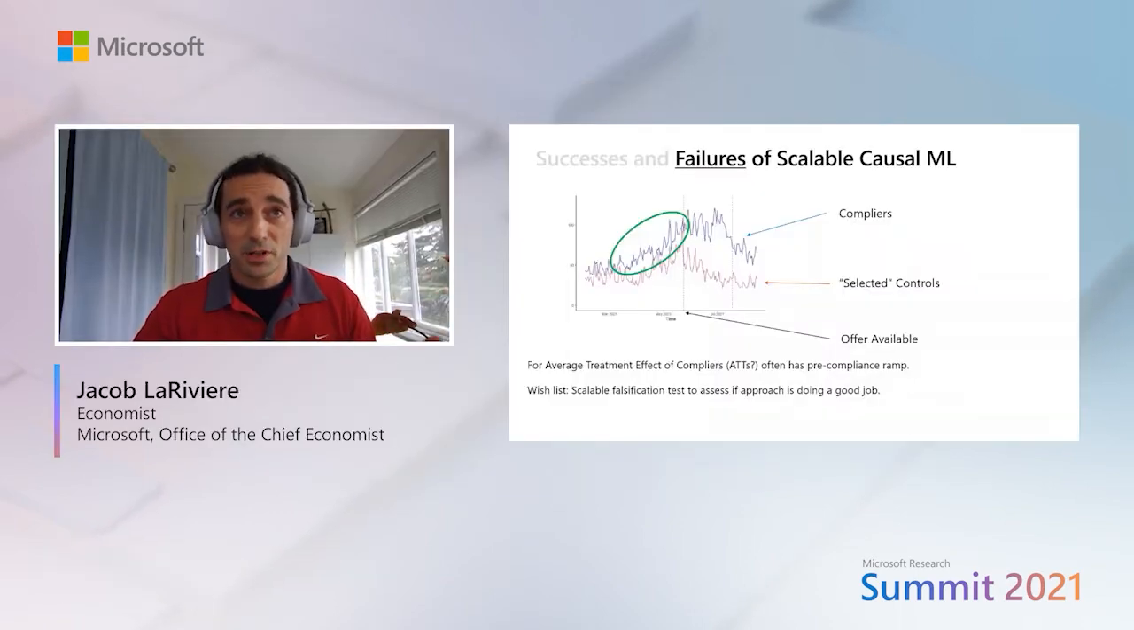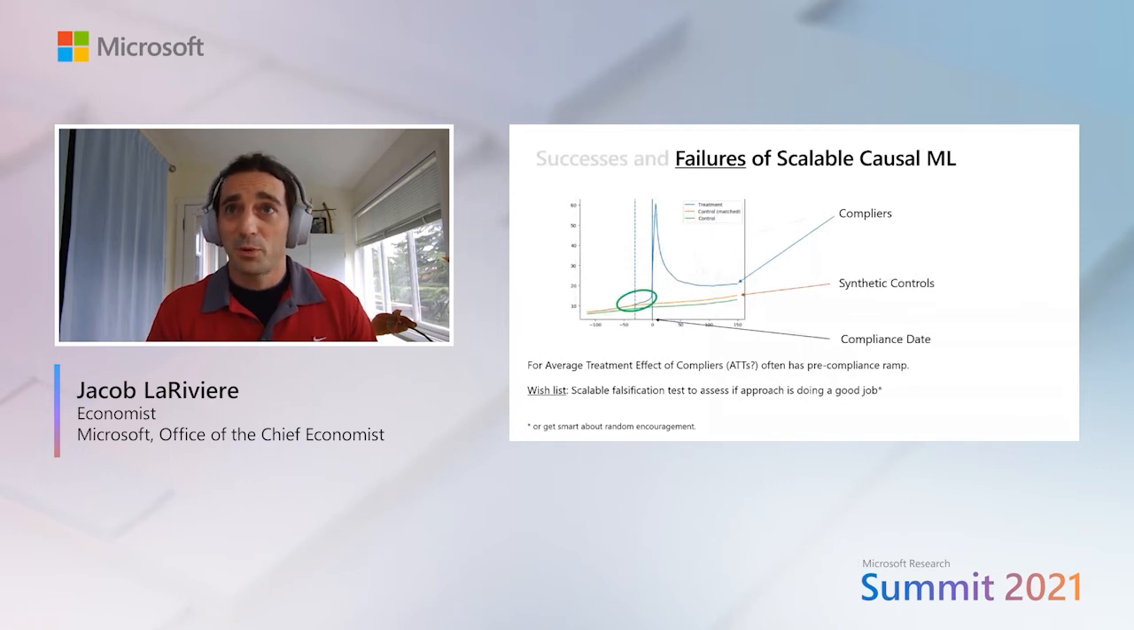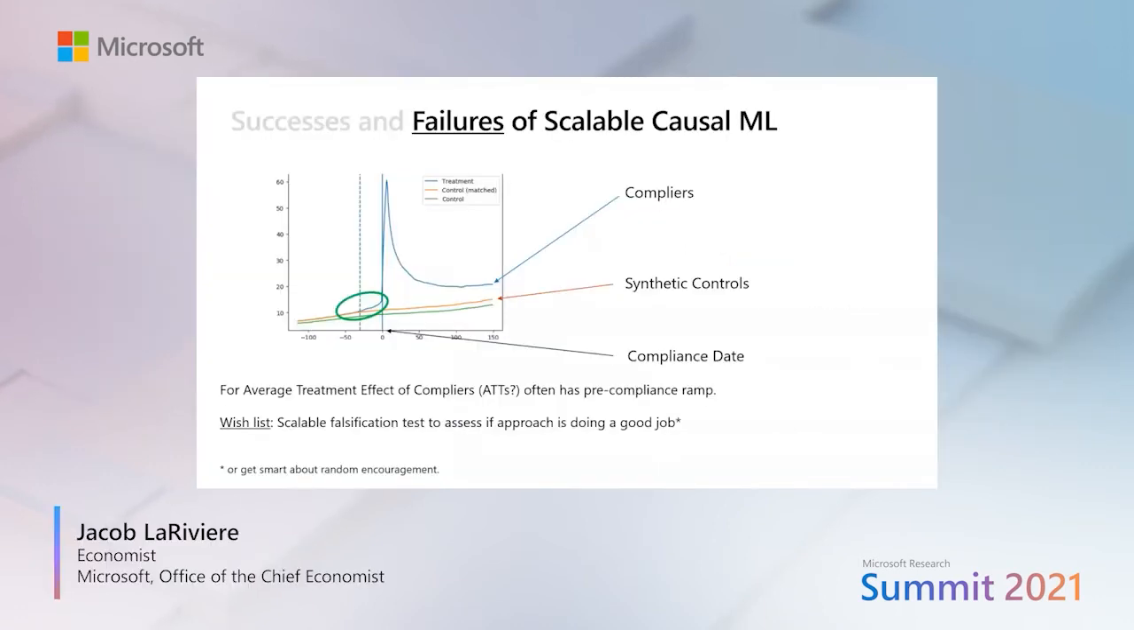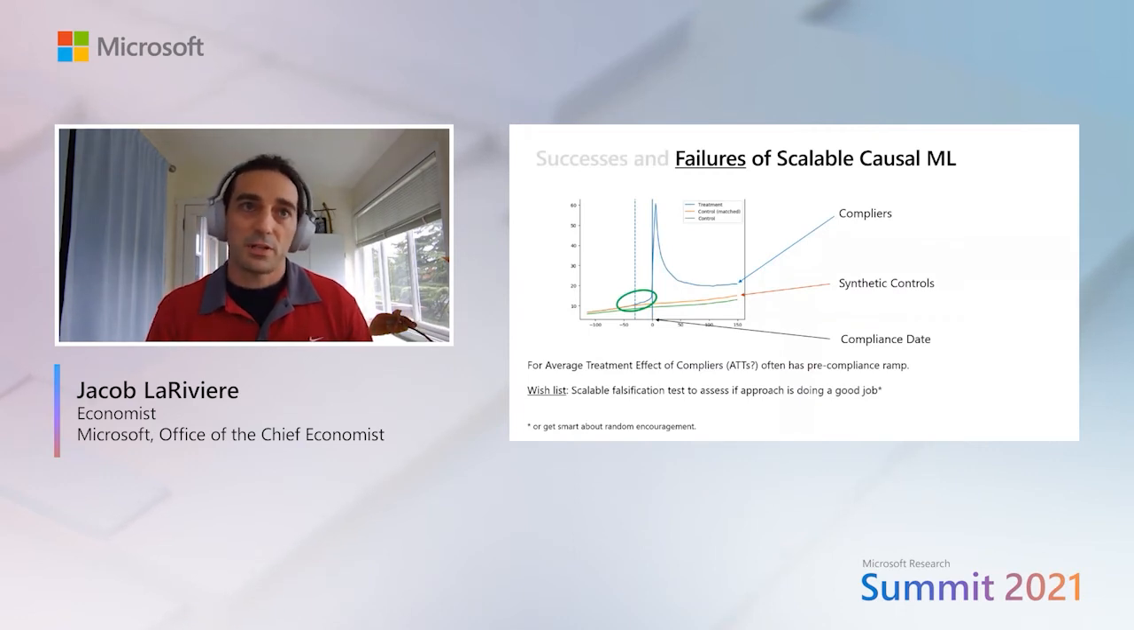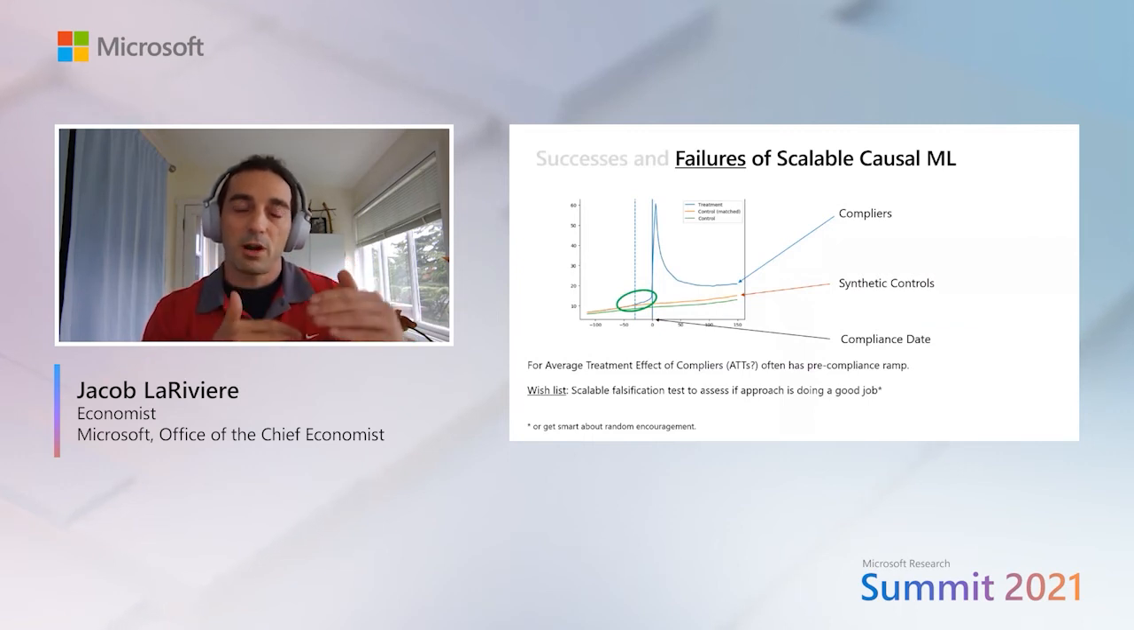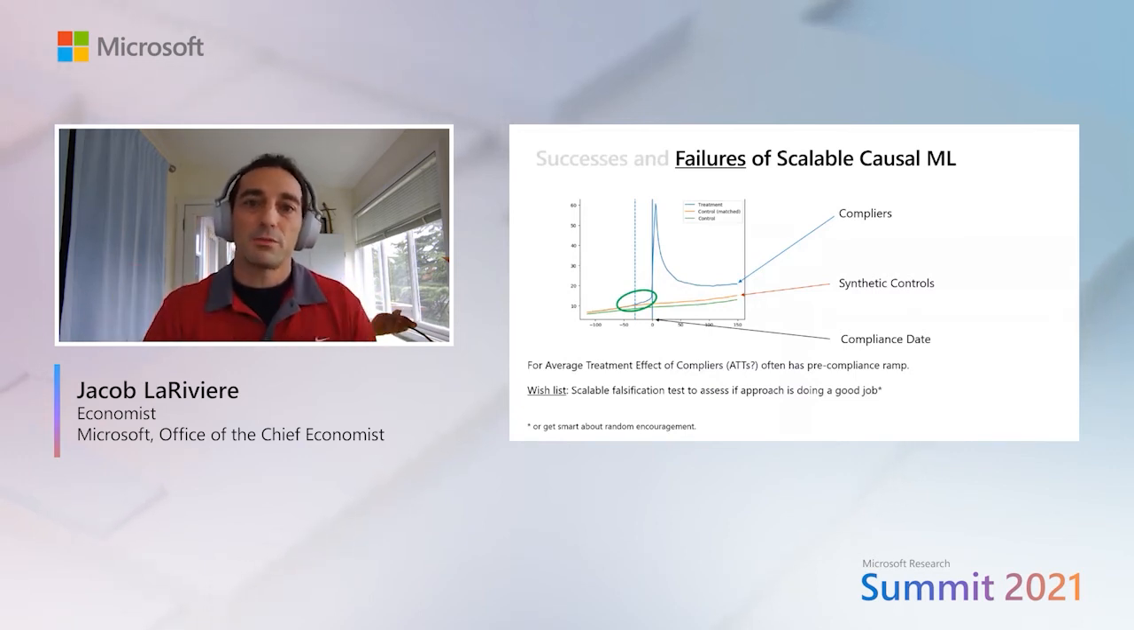And if you don't like this particular example with squiggly lines, you can have a different example where you have smoother lines. Both of these figures, I should say, are real data. I've obviously removed the axes, but in both pictures, you can see that there's this pre-period ramp in the green right before somebody complies and either subscribes to a subscription service or starts using an offer that the business has put into play. And so on my wish list is a scalable falsification test that would be part of a causal ML package that would help businesses put their resources in the right place.